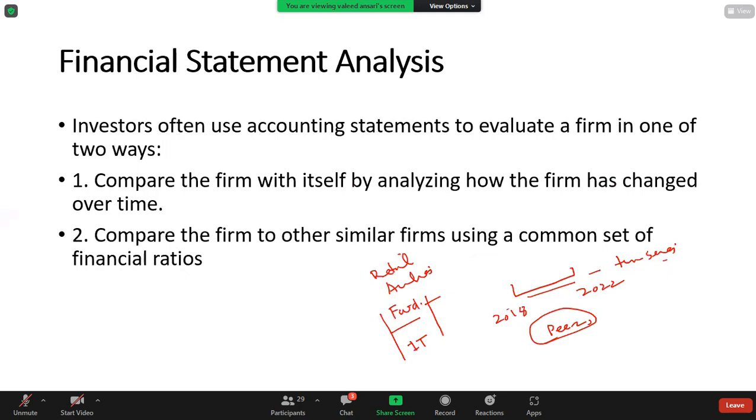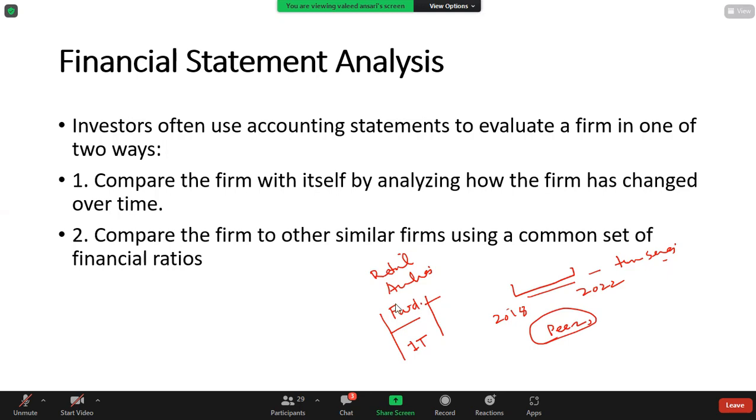Then, apart from these financial statements, like cash flow and others, which are very important, they are also helpful in calculating certain ratios. These are ratios based on these statements, drawn from the income statement and the balance sheet, which tell us about the performance of the company.